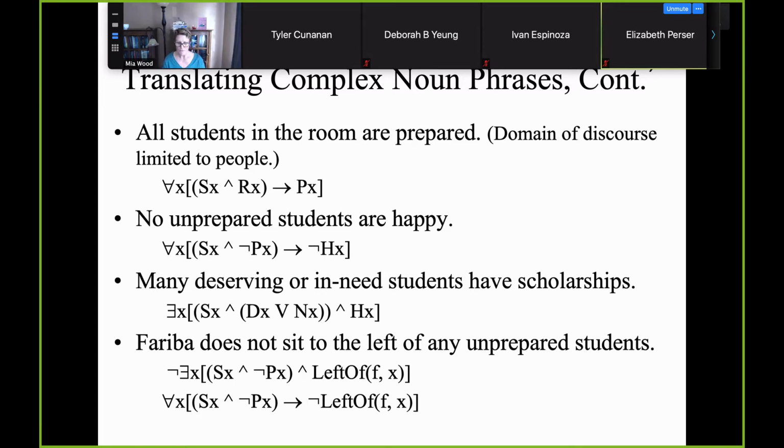Okay, so all students in the room are prepared. So I write in a parenthetical, domain of discourse is limited to people.